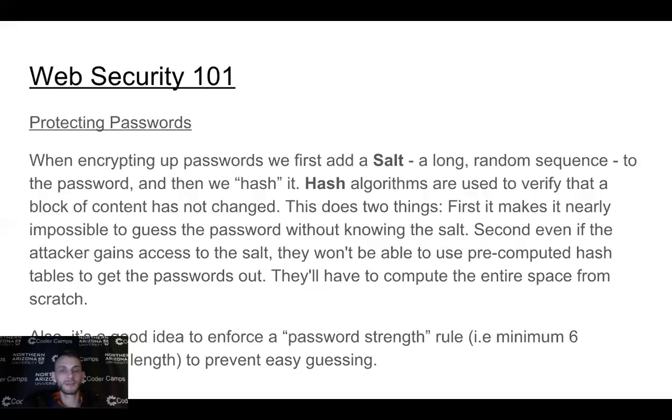Because if someone gains access to our database, they're going to be able to get into all of our user accounts. So what we do is we encrypt a password hash and a salt, and we save those in our database, and then we can use those combined with the real password to determine if the person who's trying to log in is indeed the authenticated user.